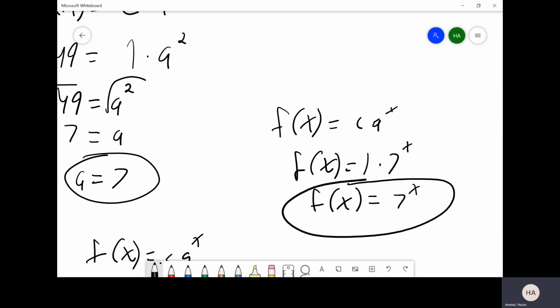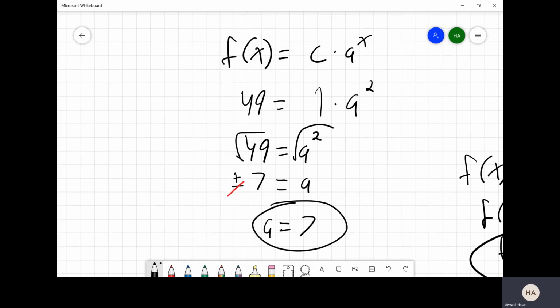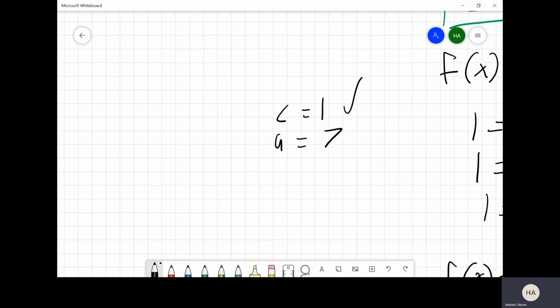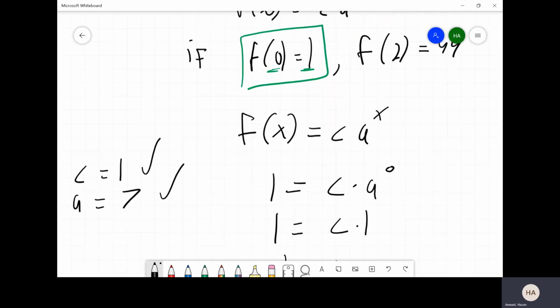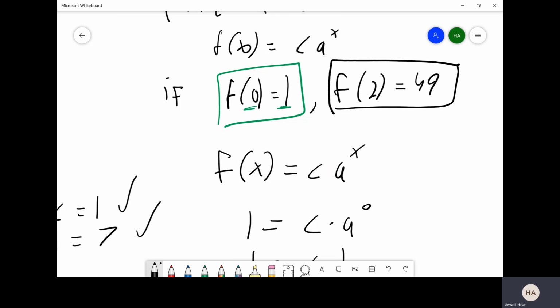Why did you need two pieces of information? Well, it's because you had two unknowns. You needed to find c, and you also needed to find a. So you would only be able to find out one of those if you were given one piece of information. But because you were given two pieces of information, then you can find both.